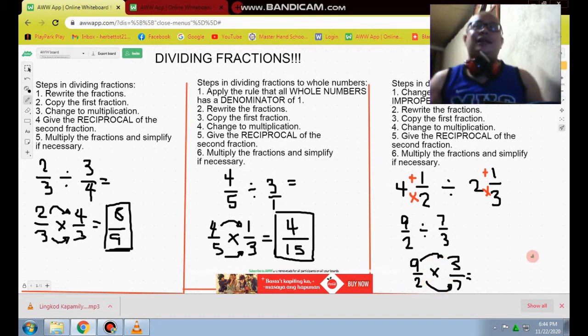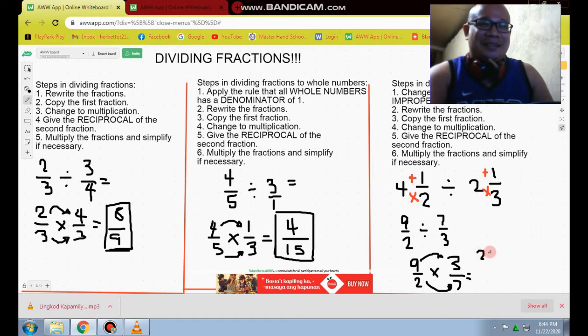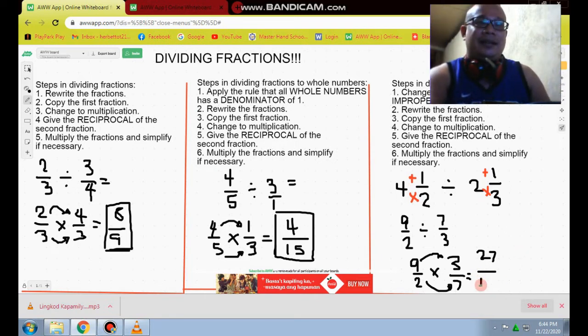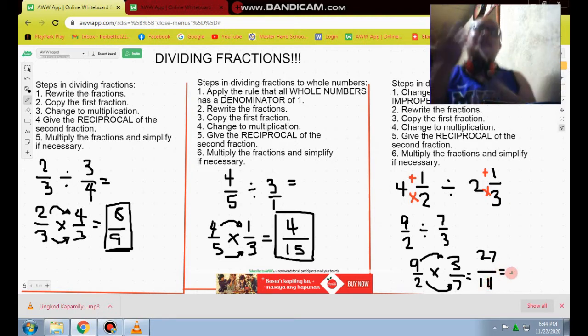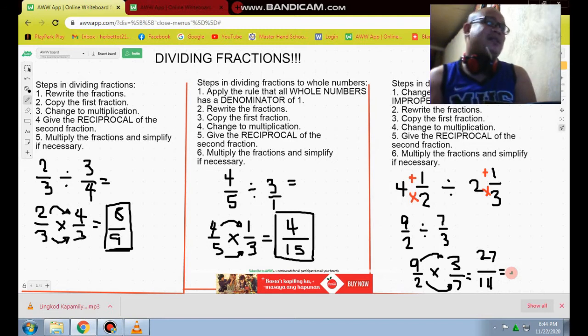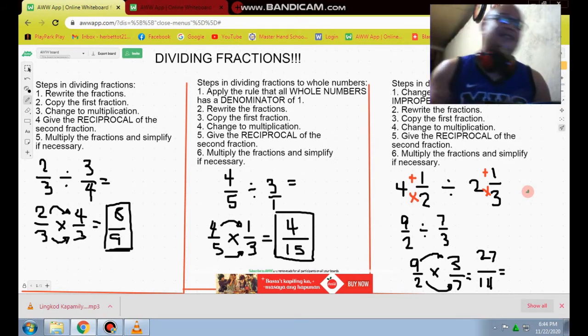Ayan. So, 9 times 3. So, it is not 36 now. It's 27. Ayan. And then, 2 times 7 is we have 14. Okay. Ayan, class. So, ang sagot natin is improper fraction. So, ngayon ang gagawin natin is to convert that into mixed number. So, pag nagko-convert tayo ng improper fraction to mixed number is we do the long division. Or, pwede natin gamitin yung sinasabi ko sa inyo, shortcut method.